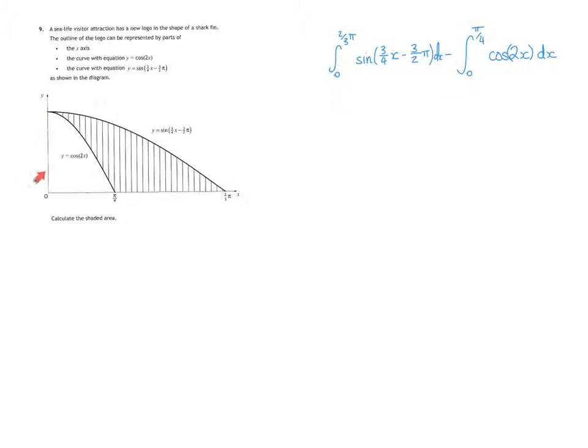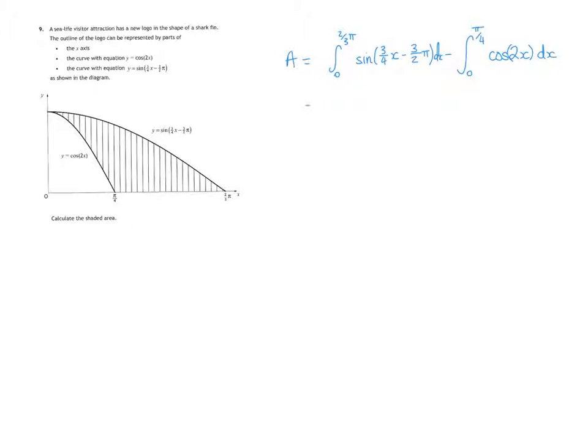And we're integrating between 0, so this axis, and where it stops. We have to subtract the area made by this curve. So we're subtracting it, and that goes between 0 and the pi over 4. Right, so getting into our integration, so this is our area.